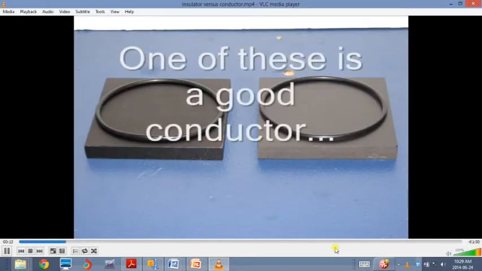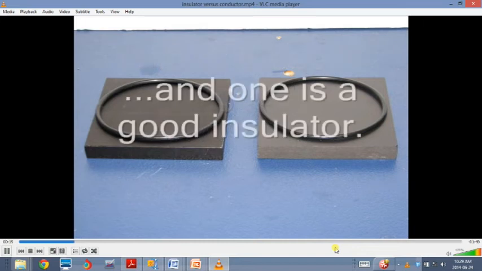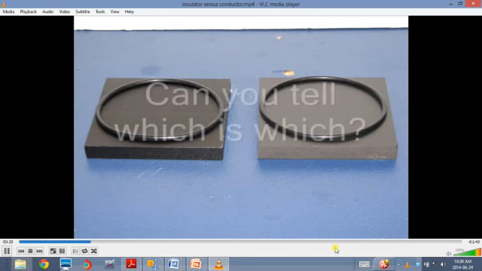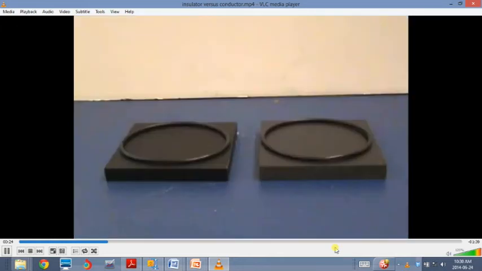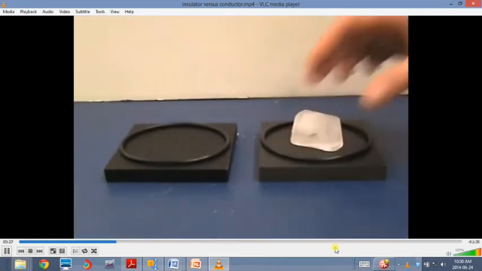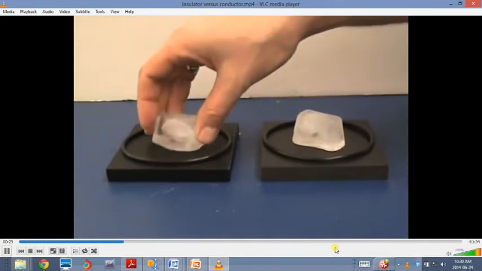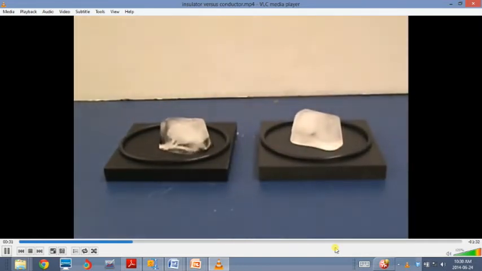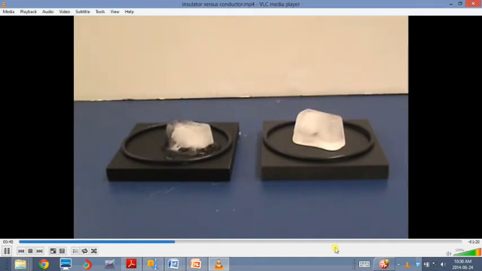It says one of these is a good conductor. You can see that we can't tell the difference. They've got two pieces of black material with little rubber rings on them. What they're going to do now is place an ice block on each of these. Can you see that immediately one ice block starts melting, whereas the other ice block remains the same? Slowly but surely, the one is definitely melting to form water.